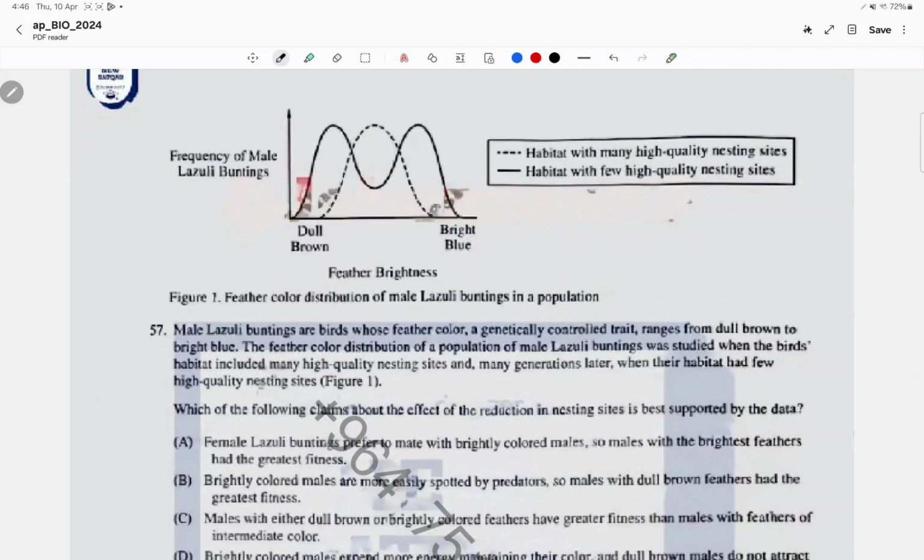We have birds whose feather color, which is genetically controlled, ranges from being dull brown to bright blue. The feather color distribution of a population of male lazuli buntings was studied when the bird's habitat included many high-quality nesting sites, and many generations later, when their habitat had few high-quality nesting sites. Which of the following claims about the effect of the reduction in nesting sites is best supported by the data?